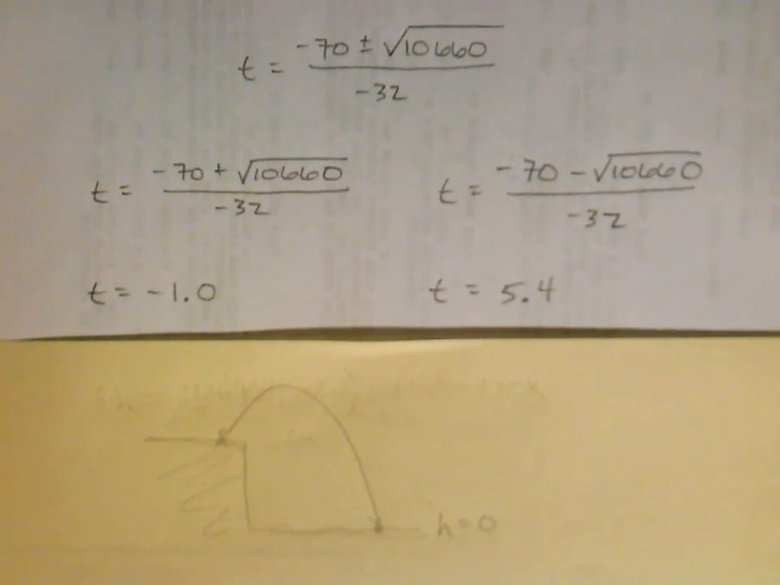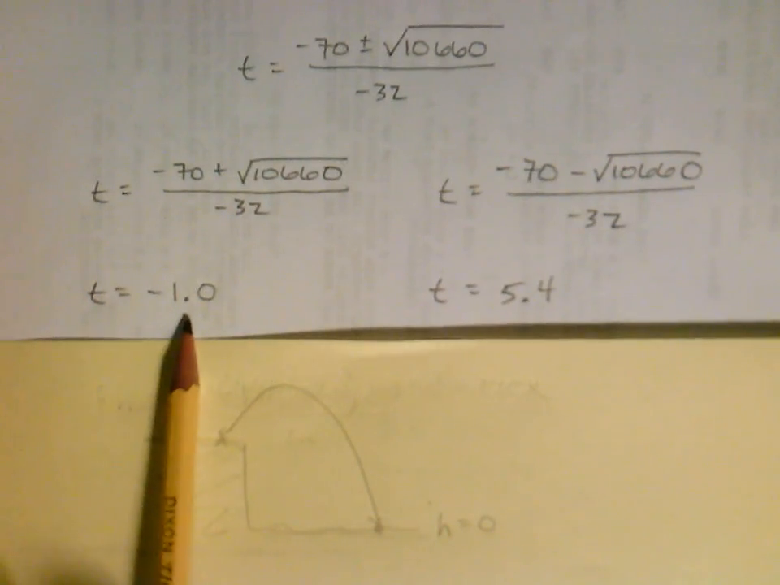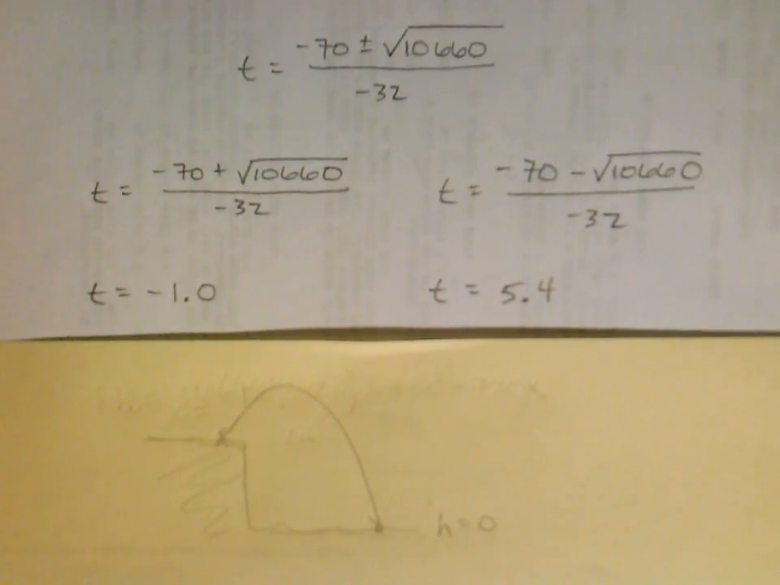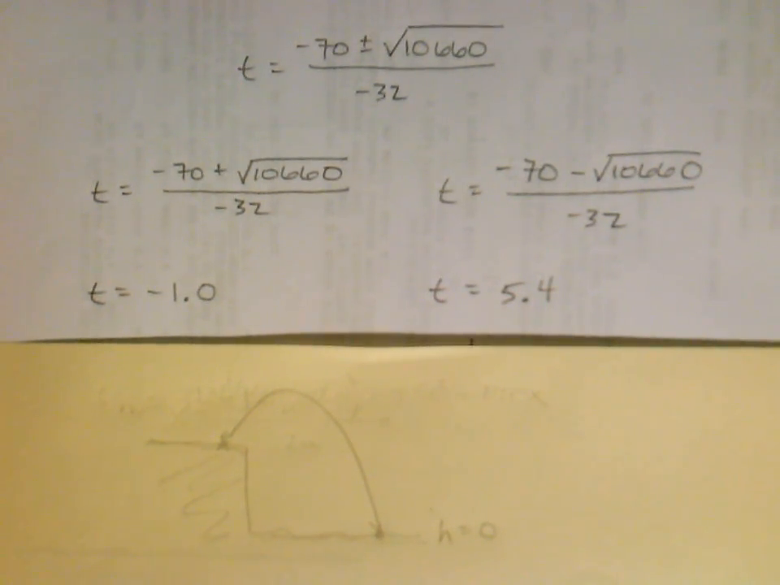For the first one, when you're adding negative 70 plus the square root of 10,660 all over negative 32, this is the rounded version, negative 1.0. I think there's like a 3 or something after this, but that's the way it would round to 1 decimal place. And then when you subtract, the answer turns positive 5.4. So make sure you can get these two decimal answers.